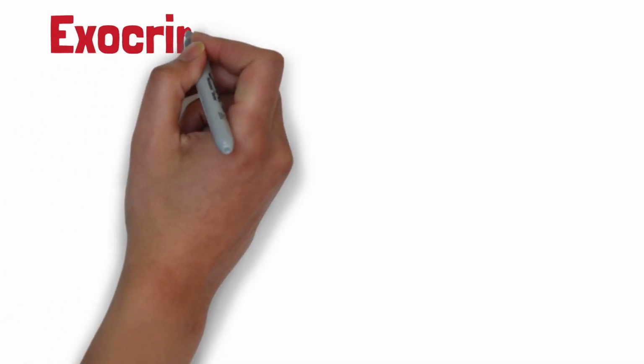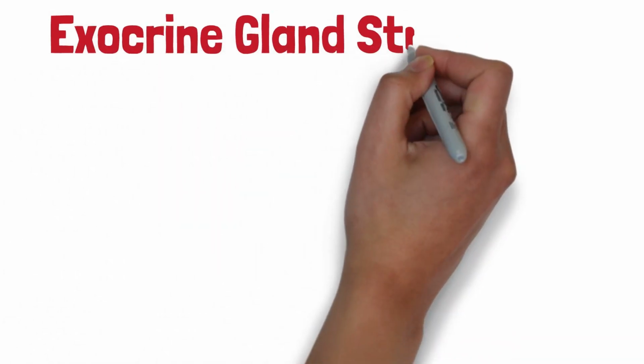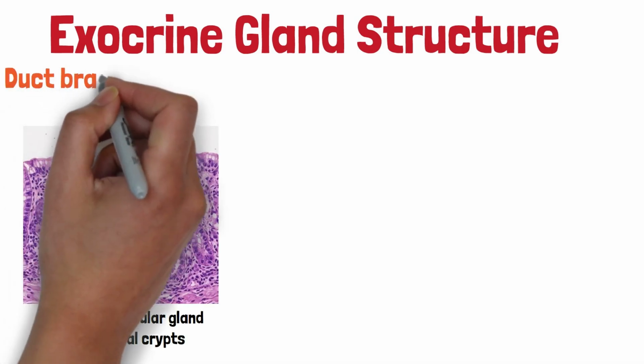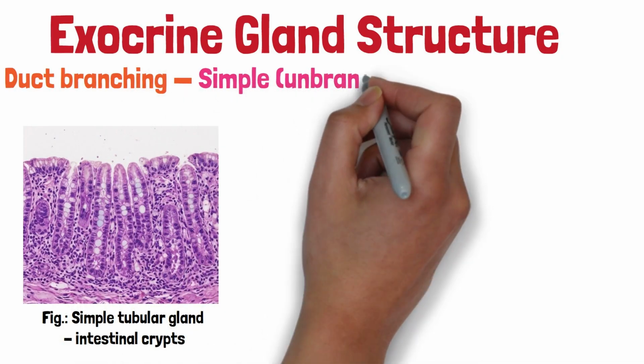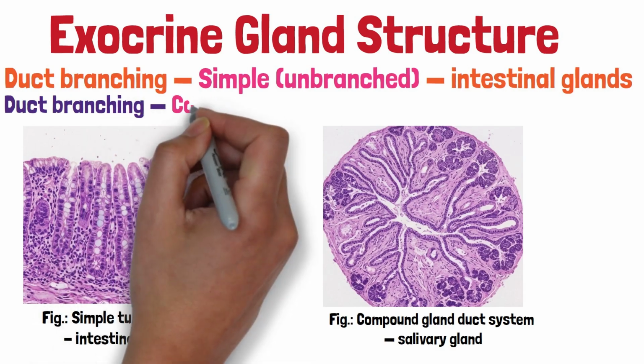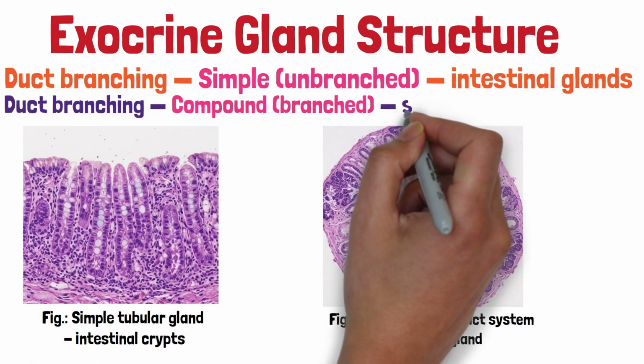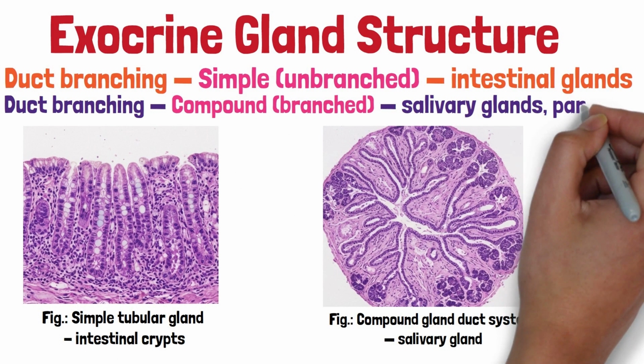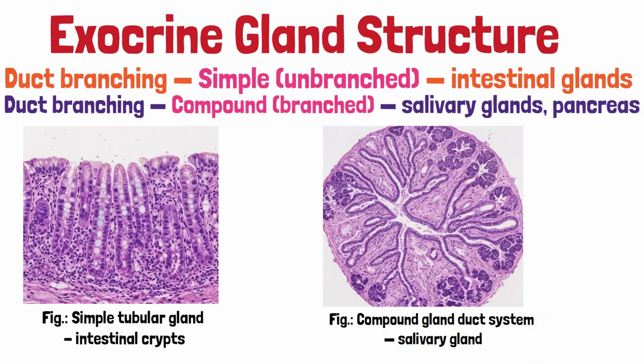Exocrine glands get classified along two separate axes: how the duct branches and what shape the secretory unit itself takes. By duct branching, simple glands have one unbranched duct, like the intestinal glands. Compound glands have a branched duct system. That's your salivary glands and the pancreas.